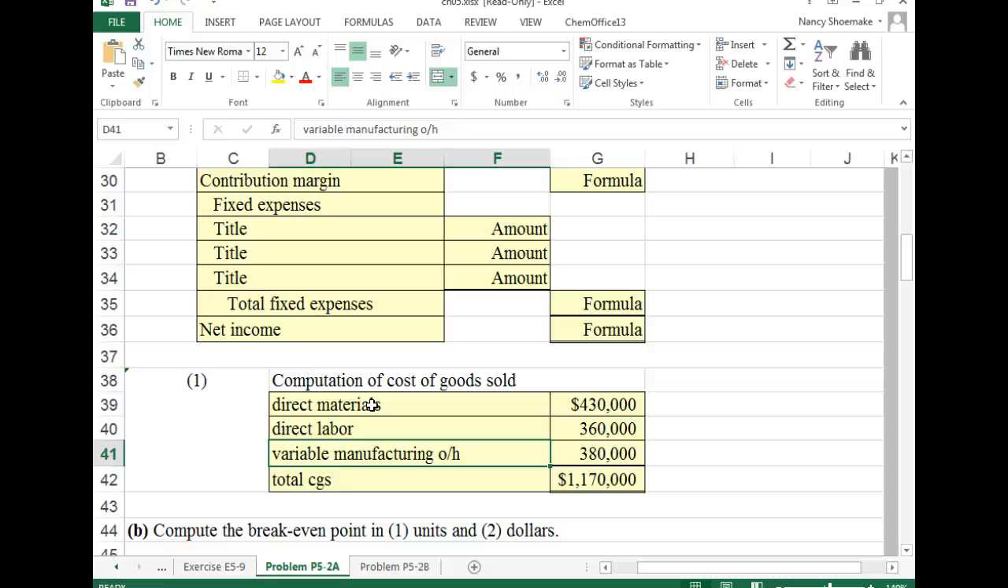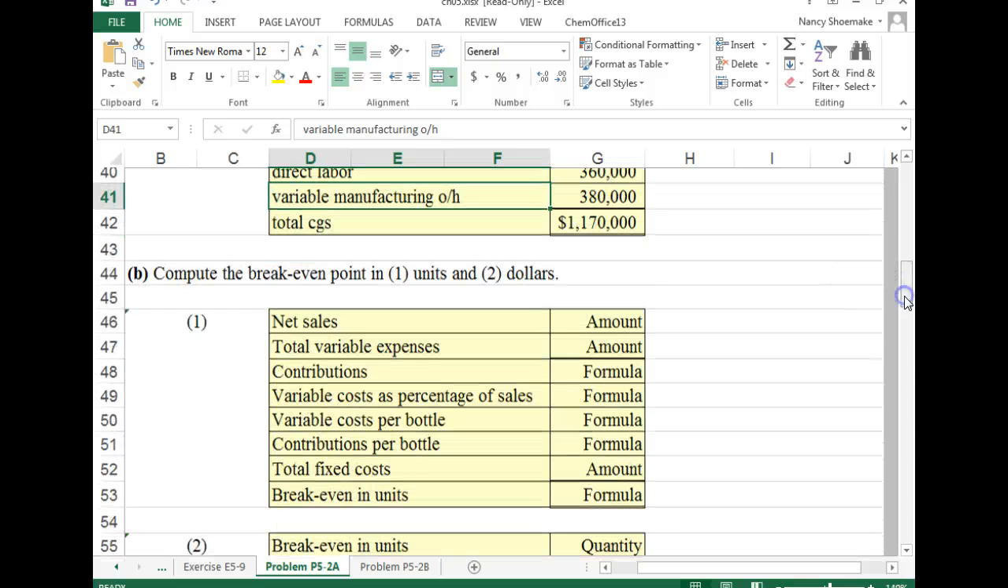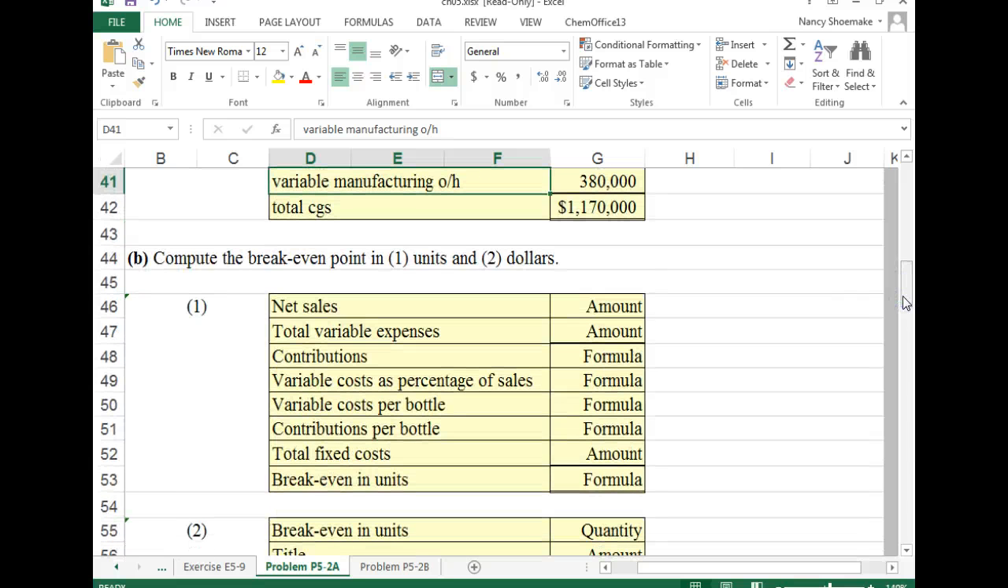Okay. Next, it wants us to compute the break-even point in units and then the break-even point in dollars. So if we calculated the break-even point in units, how are we going to do this? Break-even point in units, break-even point in dollars. So in units, what do we anticipate our net sales to be? What do they want our net sales to be?